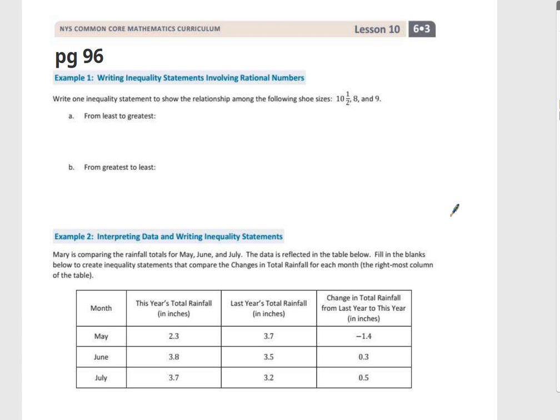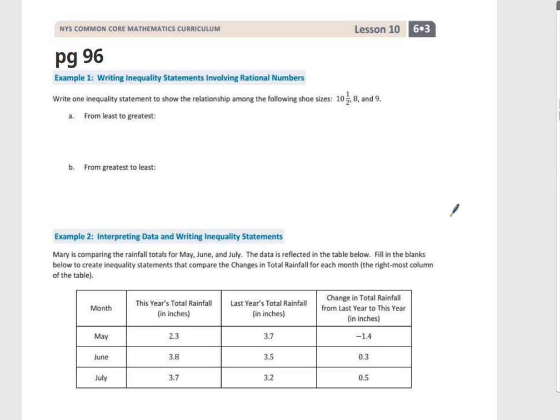We're going to put them together. We are going to start on page 96 in your book. We're skipping that first intro. So let's take a look on 96, and it says, write one inequality statement to show the relationship among the following shoe sizes. And there's 3 different shoes.